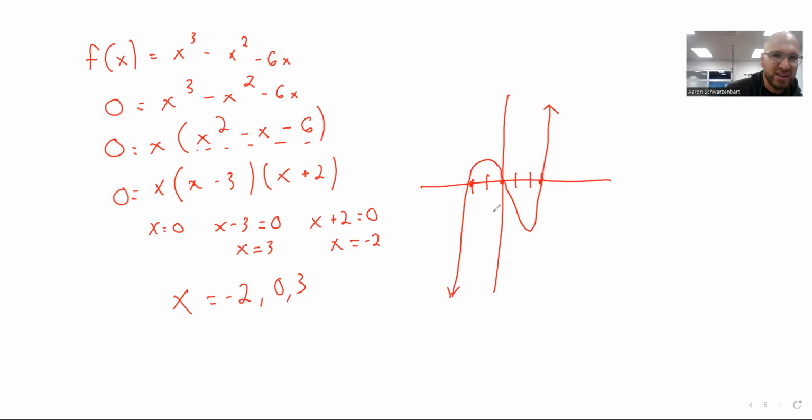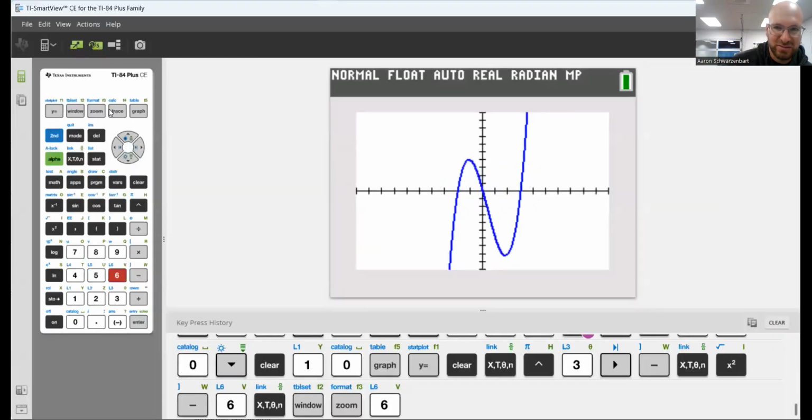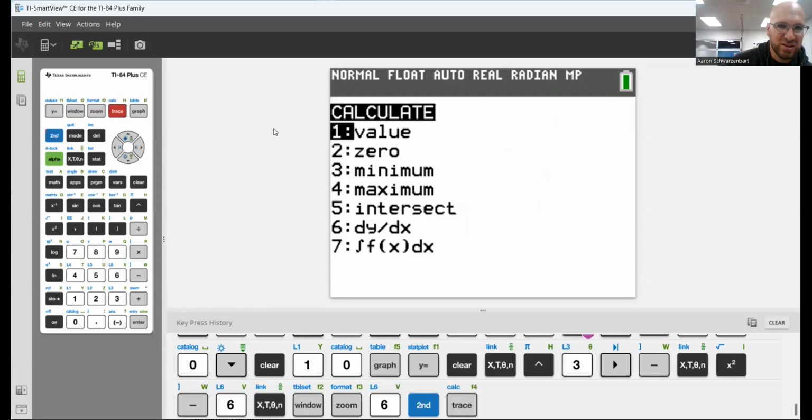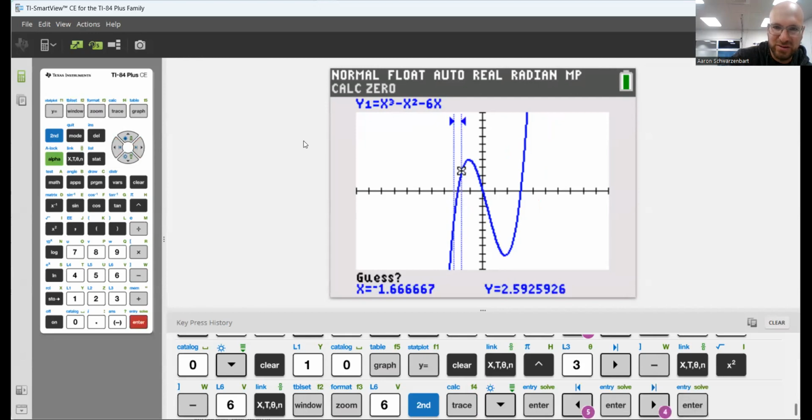I can verify this by looking at my graphing calculator here. I can also go ahead and find the zeros. I'm just going to find one of them by using, with my calculator, second trace 0. And I believe you've all used this. Left bound, right bound. Those are my solutions, -2, one of them.